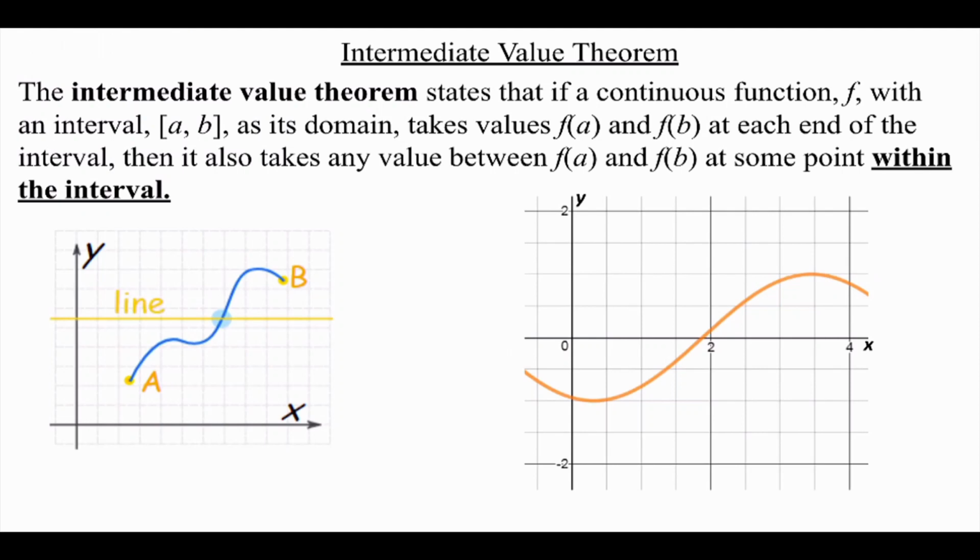I think about it like a river. If 1 minute you're on this side, and later on you're over here, what had to have happened? You had to have crossed the river at some time, right? Do we know where or when? No, but we just know you had to have crossed the river. That's what the intermediate value theorem says. If I'm at A, and then later on down the road, I'm at B, I had to have crossed over the line sometime.